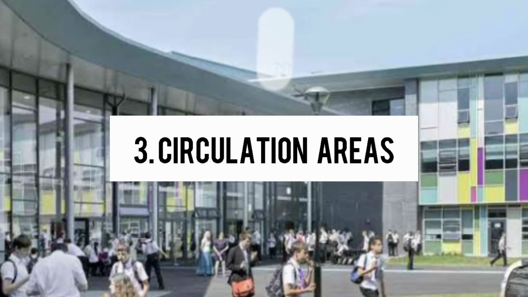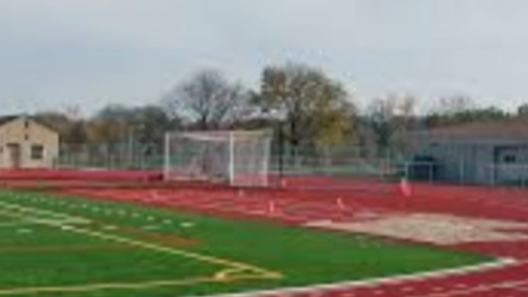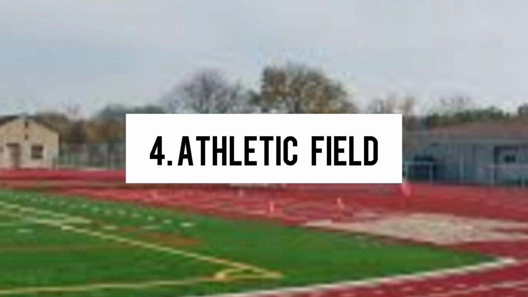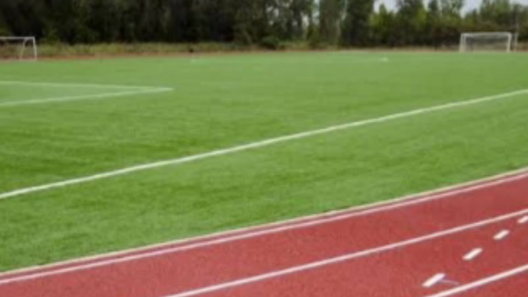The third one is the circulation area. The circulation areas consist of the main walk, the footpaths, and the driveway, which are intended to facilitate movement within the school site. And the last one is the athletic field. The allocation of external space for the athletic field shall allow adequate provision for the laying out of the basic components, among others.